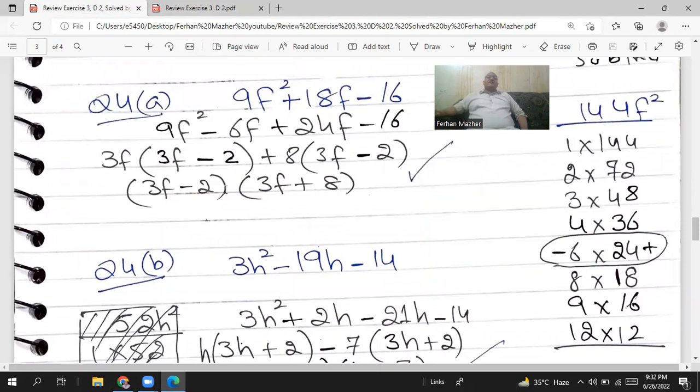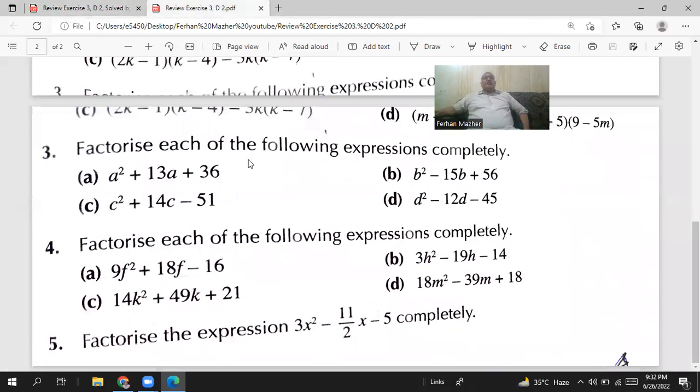From this term and from this term, the 3f minus 2 bracket is common. So take that bracket common. From here, you will have 3f. From here, you will have plus 8. So this is how you do question number 4, its A part. So we are going to the next part.